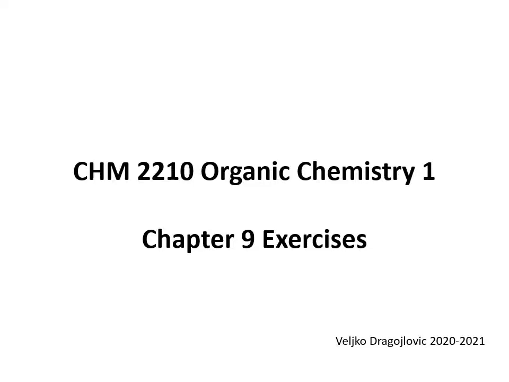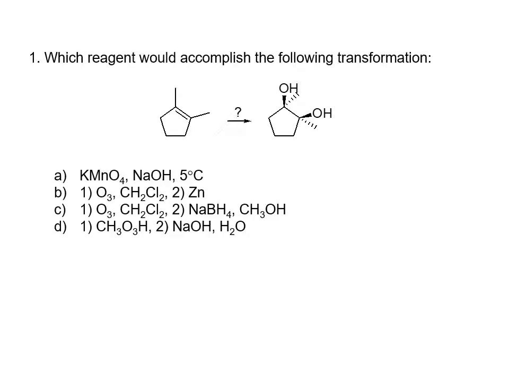In this video, we will cover 5 Chapter 9 exercises. Question 1. Which reagent would accomplish the following transformation? So this is conversion of an alkene into cis-diol.